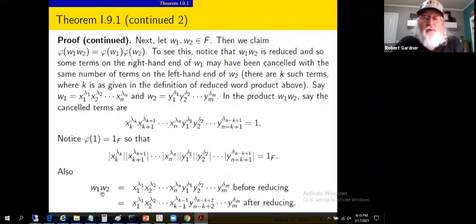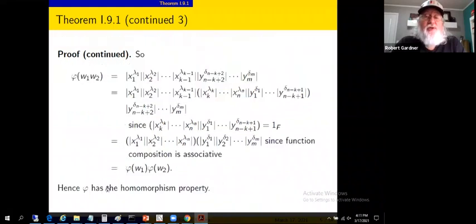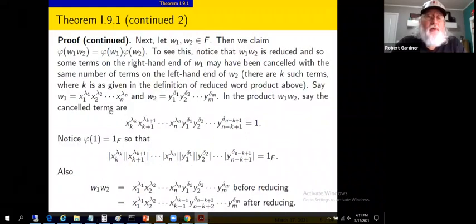W1, W2 has a representation. Here's W1, here's W2. Juxtapose, just replace the y's after the x's. Before the reduction, it looks like this. After the reduction, you've lost all this stuff in the middle here. So I've lost the x's starting at x sub k. The last x here is x sub k minus 1. And we've lost the first y's up through here.